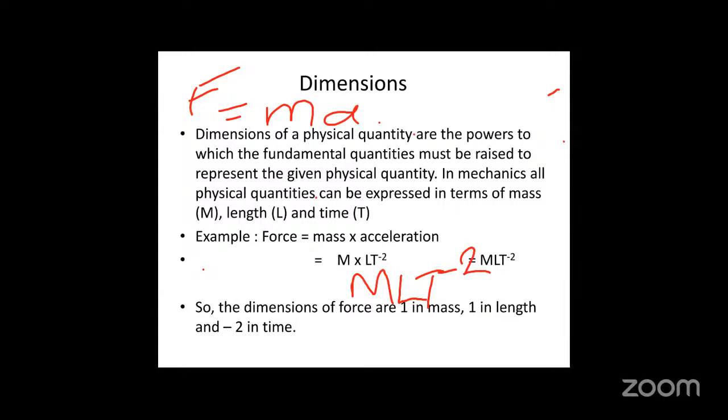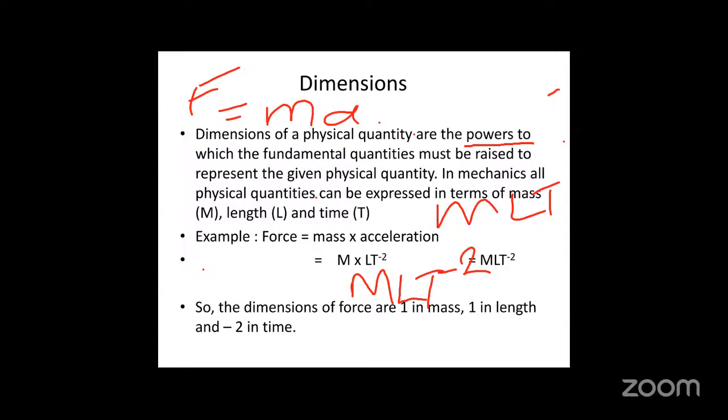Now, this is the dimensional formula. What is the dimension? From our definition, dimensions are defined as the powers to which the fundamental quantities must be raised. So what are the fundamental quantities? They are M, L, T. So the powers to which they are raised to represent the given physical quantity are known as the dimensions.